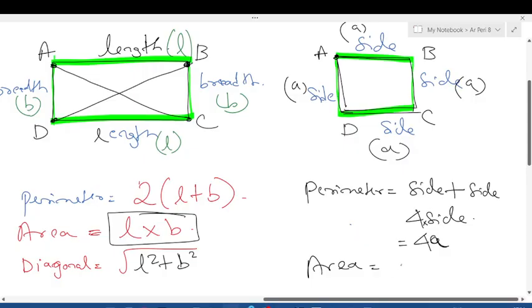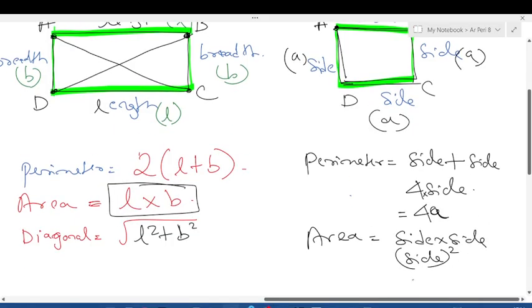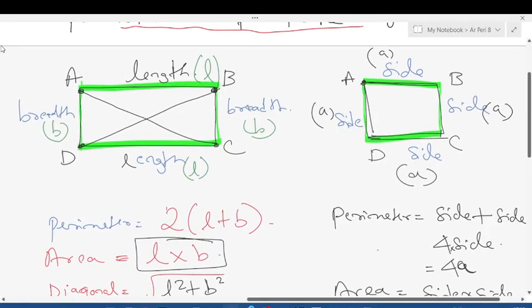There is nothing called length and breadth. Instead of that, you multiply side into side. That becomes side square. Or simply we just multiply both two sides together. A into A is also known as A square. If you try to memorize the formulas, you'll definitely forget. Understand the formulas. Understand and do it.